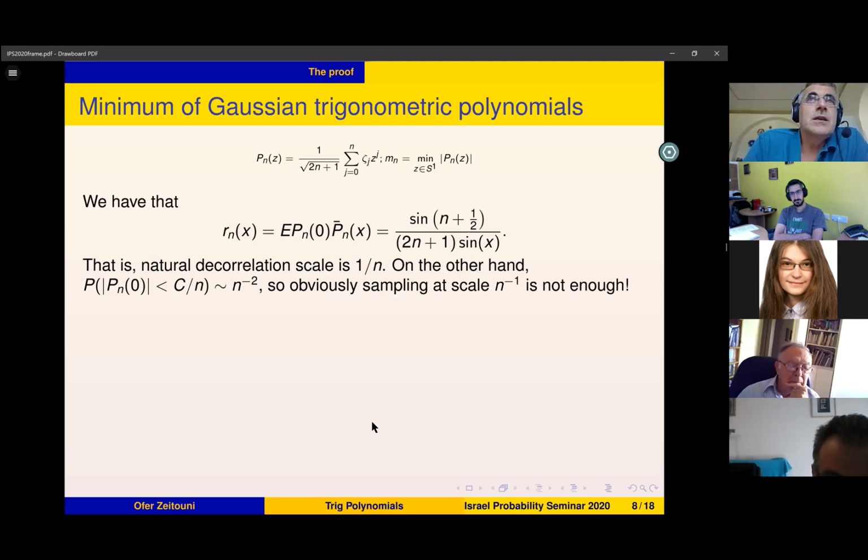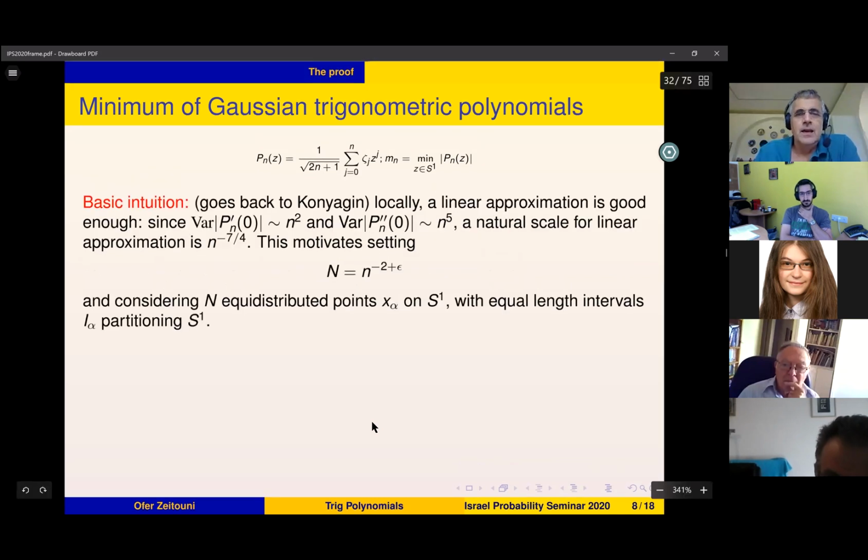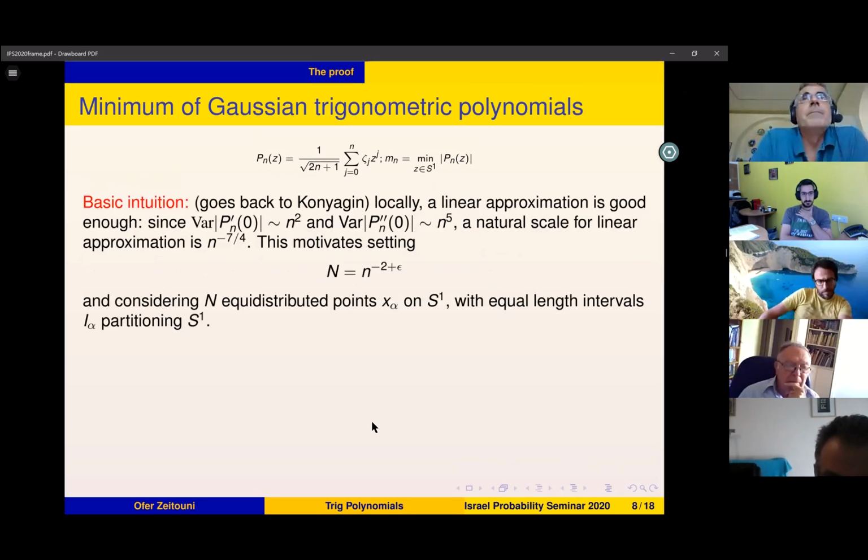So this gives you pause, right? If we know this is a correct scale, but we have 1 over n squared for the probability at a particular point, and on the other hand, it's enough to look at n points, something is wrong, right? Because n times 1 over n squared goes to 0. So that would seem to suggest we are not in the right scale. And of course, this is not quite the right thing.